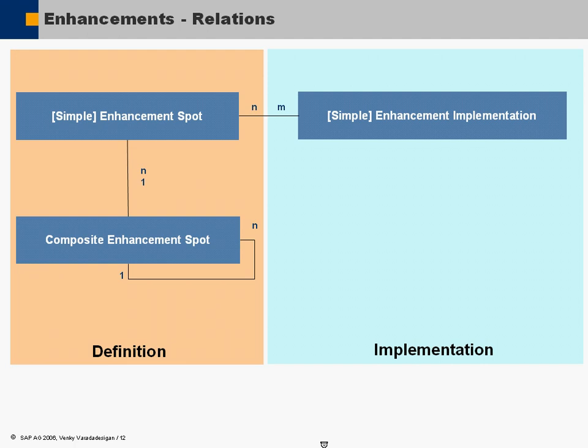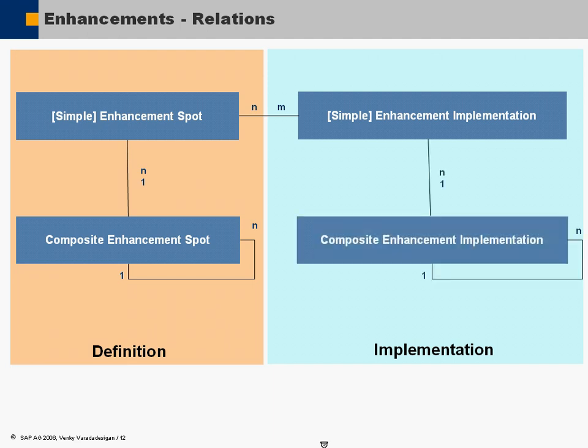You also have something called a composite enhancements part, which is a placeholder for grouping simple enhancements parts, and also you can group composite enhancements parts into a global or an umbrella composite enhancement part. And similarly, the enhancement implementation on the right hand side also has something called composite enhancement implementation, which is nothing but a grouping of multiple simple enhancement implementations or even other composite enhancement implementations. So we have 4 terminologies now.